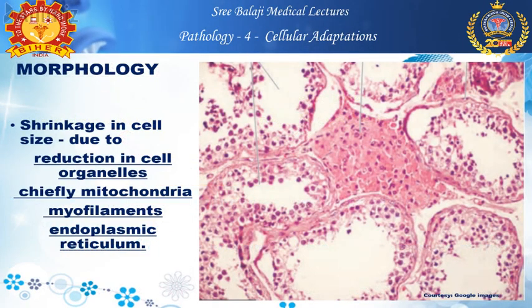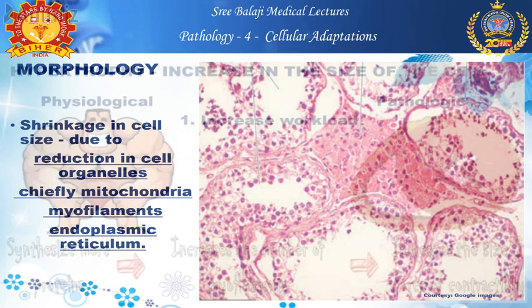The morphology of atrophy is usually a reduction in the cell organelles, chiefly the mitochondria, the myofilaments and the endoplasmic reticulum, which shows as a shrinkage in the size of the cell. This picture depicts the atrophy of the testis.